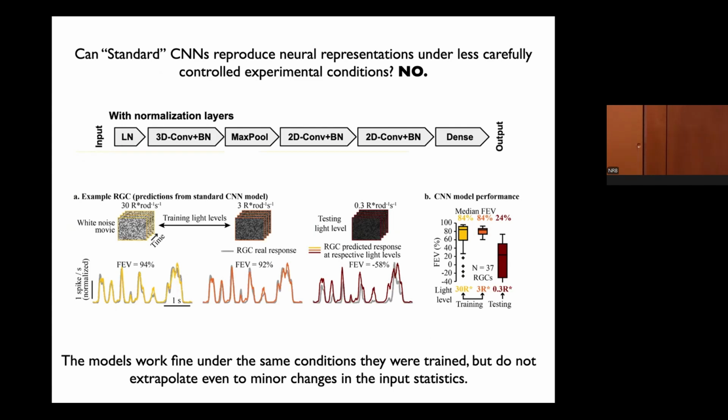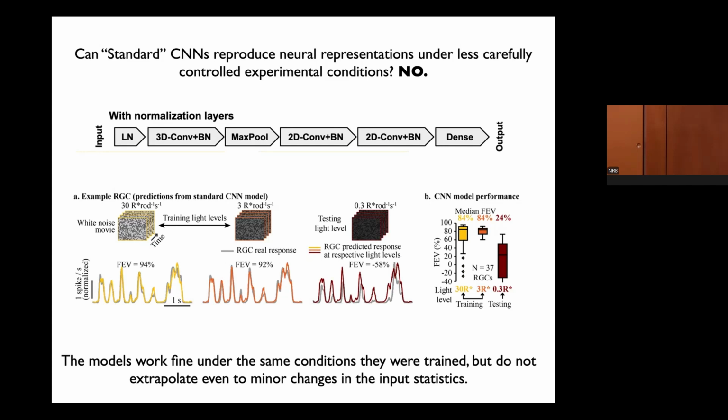So here are a bunch of plots that will walk you through. The top is a description of the model architecture, a fairly straightforward feed-forward neural net that takes in a movie and spits out predictions of the ganglion cell activities. This is an example for one cell where the recorded neural activity is in red.